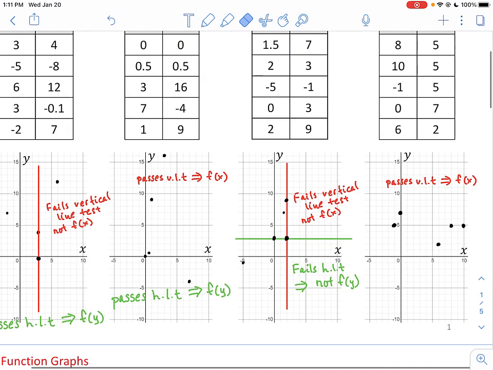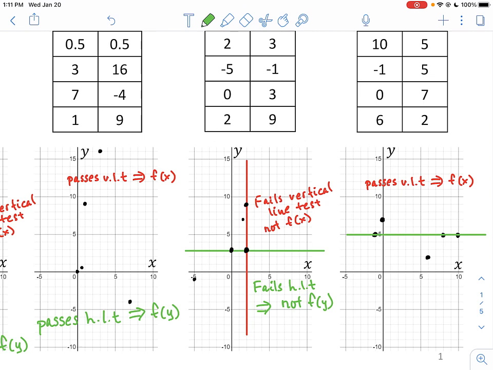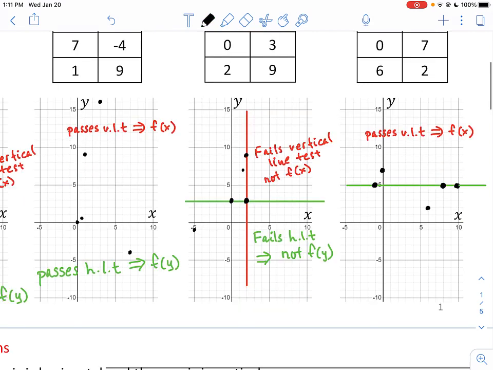And then in the last case, notice we have this horizontal line right there, intersects the graph in 3 locations, but you just have to have it be more than one. And that horizontal line is an indication that we have a failed horizontal line test. So we also do not have x as a function of y in this other relation.